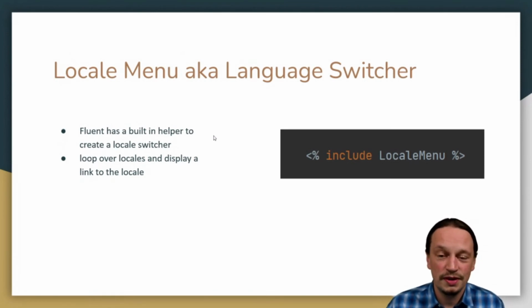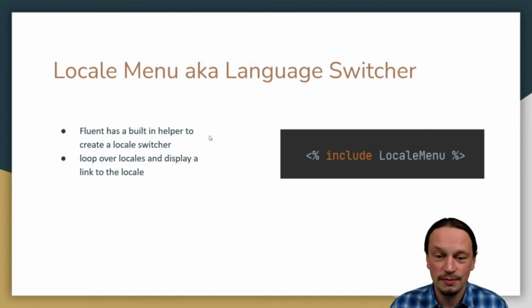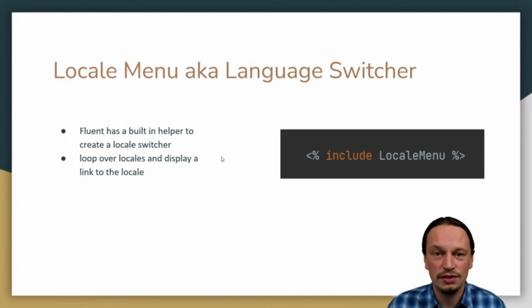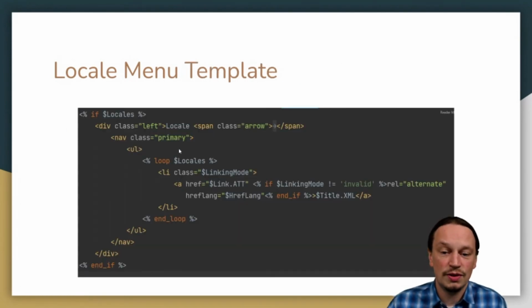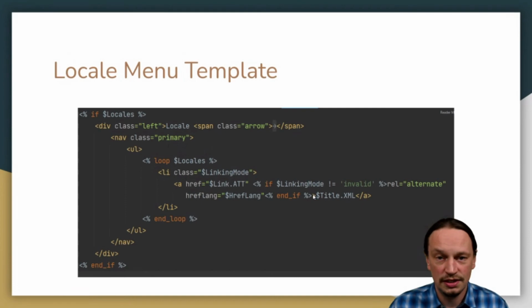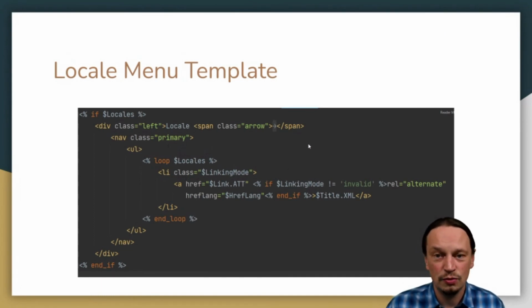Fluent also ships with a locale menu you can use as a language switcher. And well, it's easy like that. You include this template, LocaleMenu. And what does the locale menu do? Well, it actually loops over all the available locales and puts out a link to each locale. Pretty straightforward. And you can modify this template in your own theme and style it like you want.